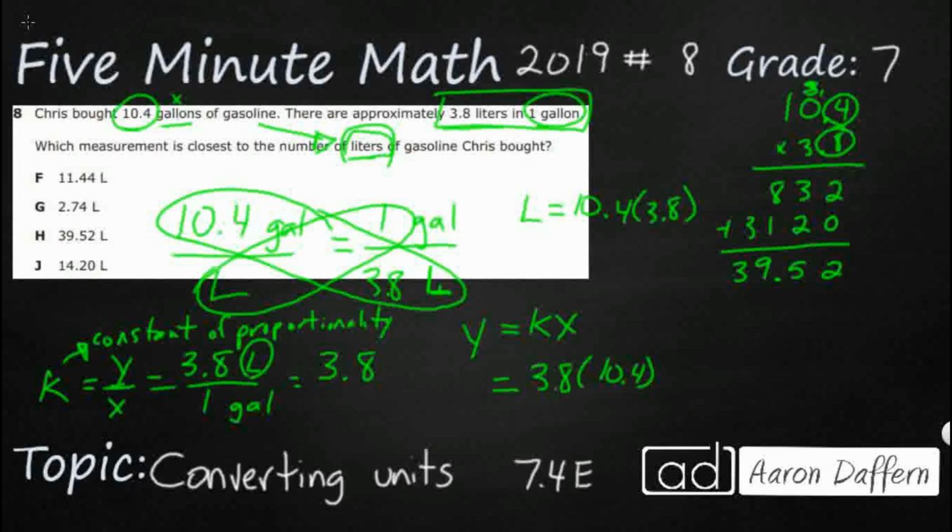We're looking for the number of liters. So I'm going to make that our y. That's really our liters. And look what we have to do. Same exact thing: 3.8 times 10.4. Answer here is H.